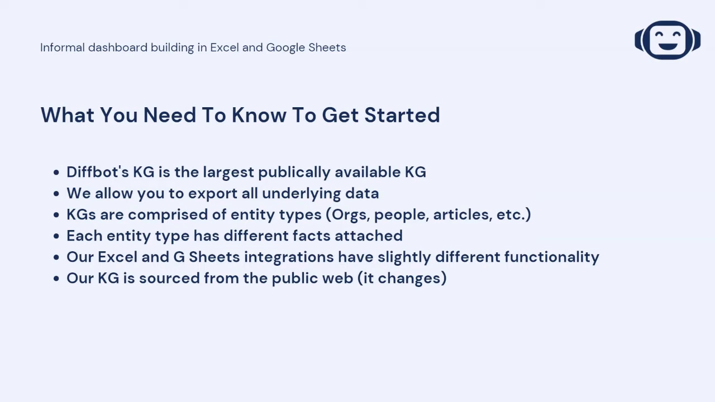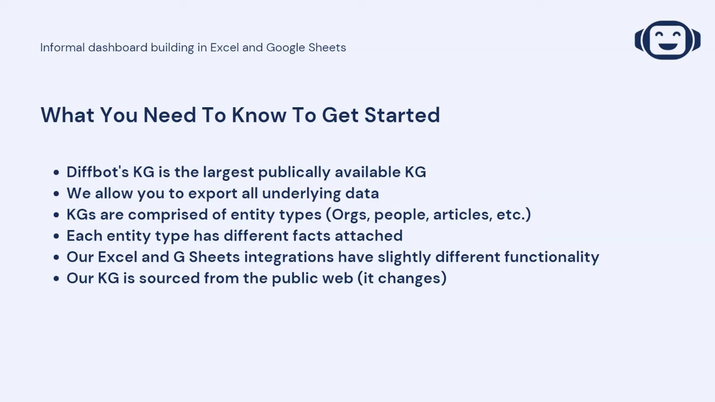Secondly, knowledge graphs are comprised of entity types. Entities here are people, places, and things. And just like in the real world, there are different facts that are important about different entity types. So a funding round may be an important fact for an organization, one of our entity types, while an educational history may be important for a person entity, another one of our entity types. So just keep this in mind that different fact types are returned from different entity types. In our talk, we'll 100% be dealing with org, person, and article entities.